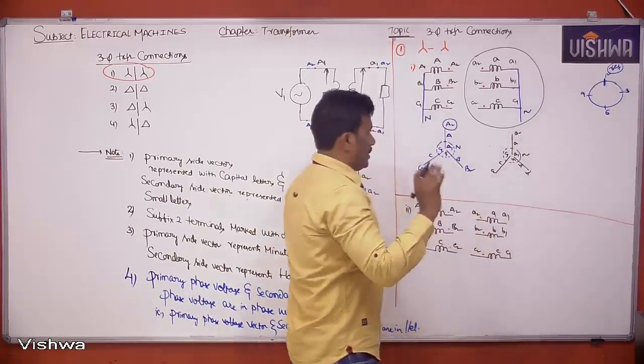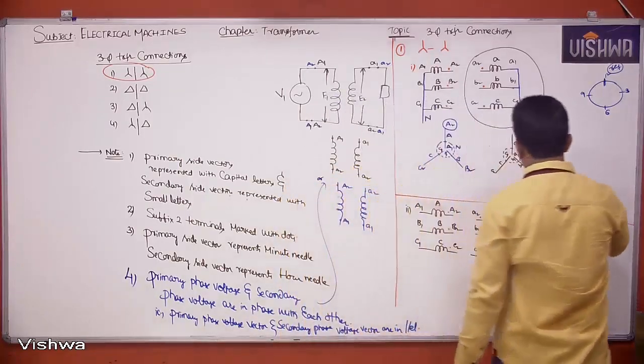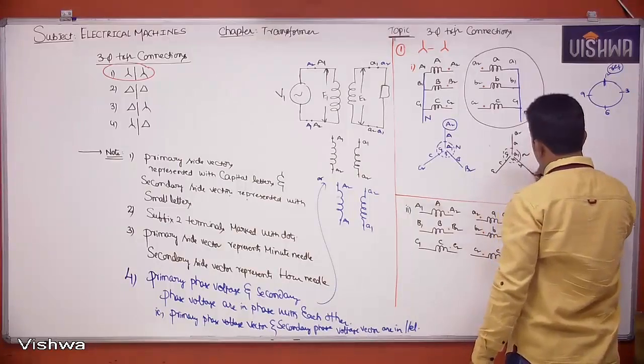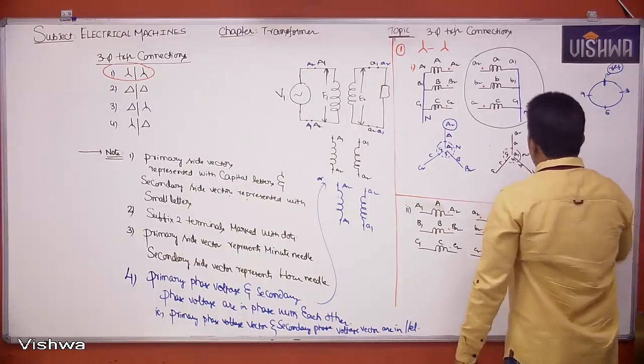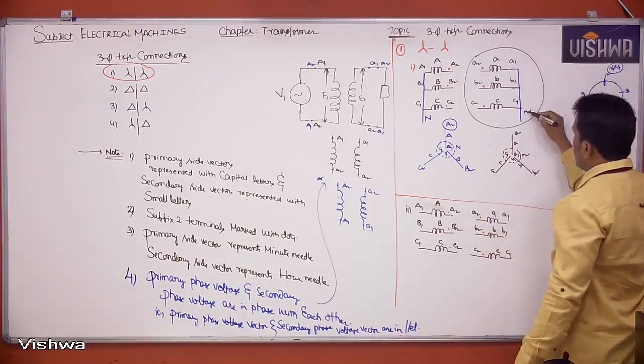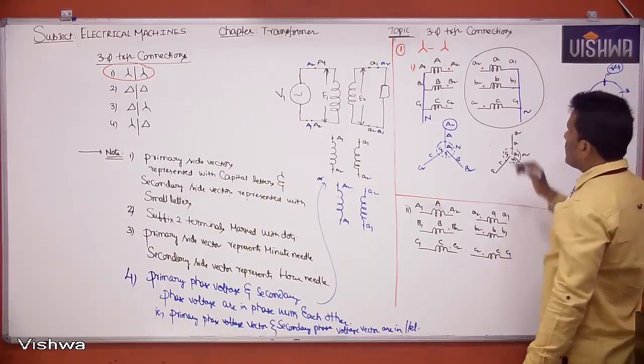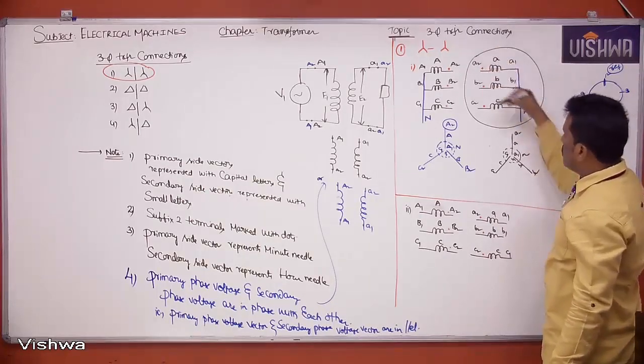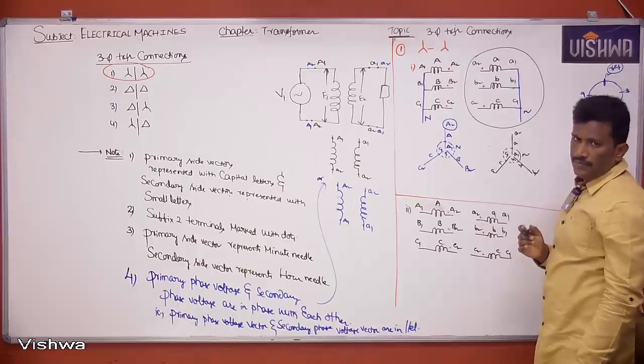Now let me check whether whatever we just drew is correct or not. Now you can check here clearly. Here a1, b1, c1 are shorted with neutral. Yes, it is correct. Your connection terminals are a2, b2, c2. Yes, a2, b2, c2. Correct.